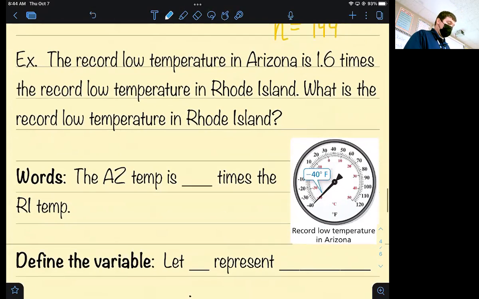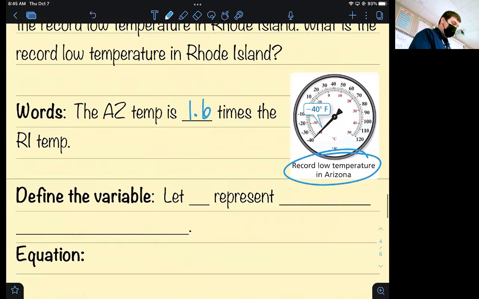This last question says the record low temperature in Arizona is 1.6 times the record low temperature in Rhode Island. What is the record low temperature in Rhode Island? -40 is the record low temperature in Arizona. That's helpful to know. I have to know that in order to solve the problem, but what I'm actually trying to find is the record low temperature in Rhode Island. So let me rephrase this for us. I'm just going to write the AZ Arizona temperature is 1.6 times the Rhode Island RI temp.